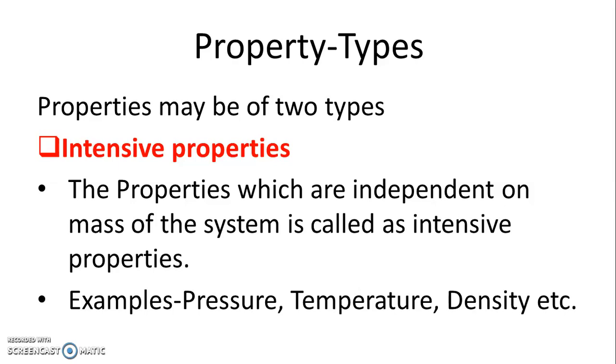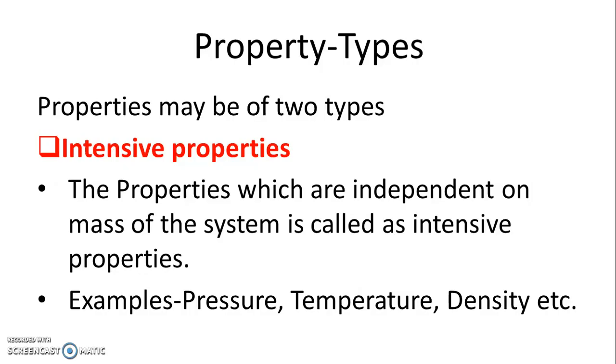We will discuss the types of properties. Mainly there are two types of properties. The first one is intensive properties and the second one is extensive properties. Intensive properties are the properties which are independent of the mass of the system. Example, pressure, temperature, density, etc. These are examples of intensive properties.